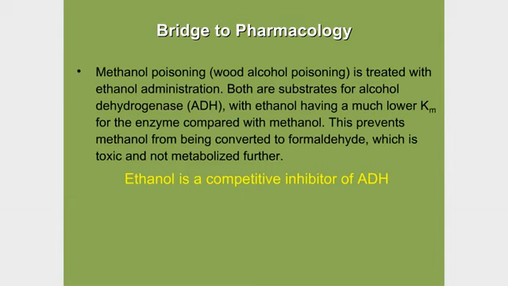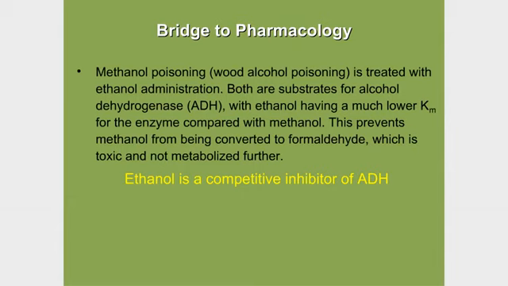And so if you give ethanol to somebody who's methanol poisoned, ethanol will now compete with methanol for the enzyme alcohol dehydrogenase, preventing methanol from converting to formaldehyde. And methanol itself is non-toxic. It'd be dumped into the blood and be excreted into the urine, not causing problems. So you give ethanol to prevent alcohol dehydrogenase from converting methanol to formaldehyde.